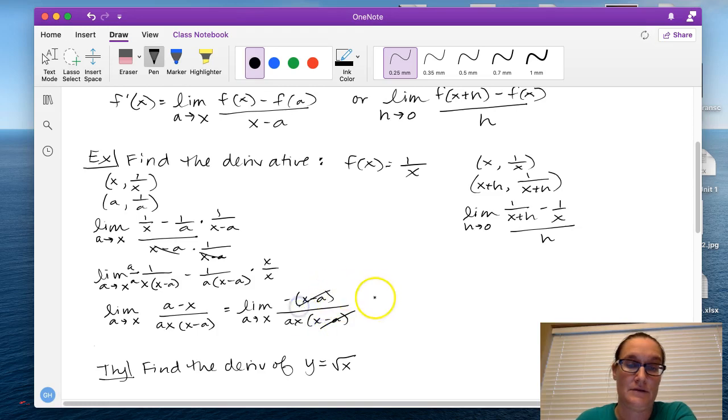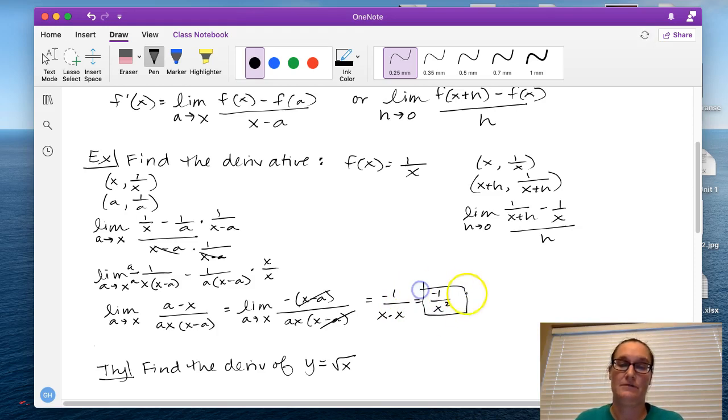And then we can cancel. And then we want to replace both, we want to get them to be the same variable. So we're going to replace the a with an x. So it's going to be negative 1 over x times x, or negative 1 over x squared. All right, so there's our derivative.